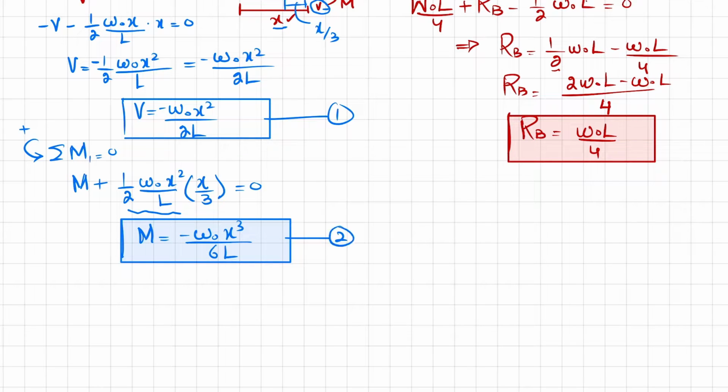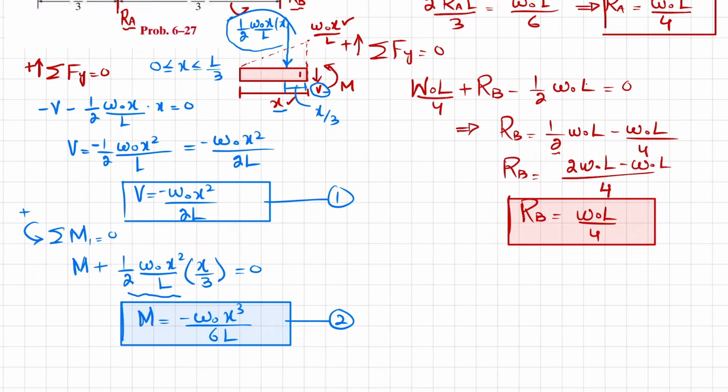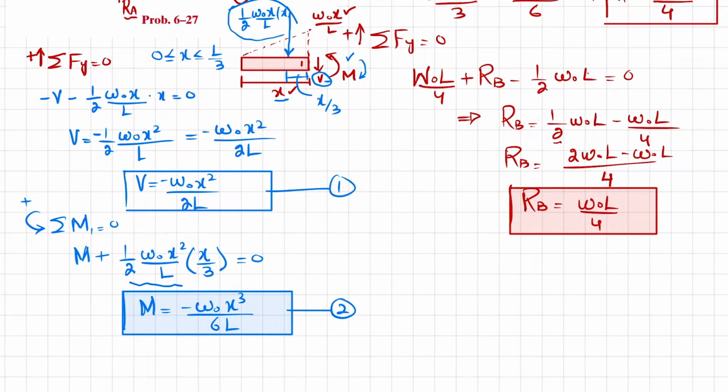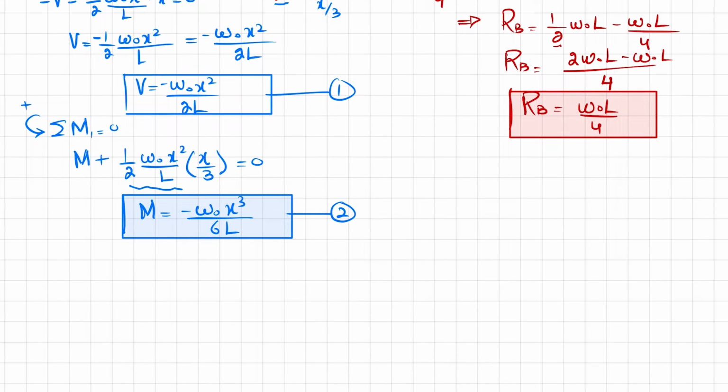So this equation number 2 is negative, so it means that our assumed direction of moment, which is counterclockwise, is wrong. It should be in the clockwise direction. So these two equations, 1 and 2, are valid for X greater than or equal to 0 and less than or equal to L by 3.